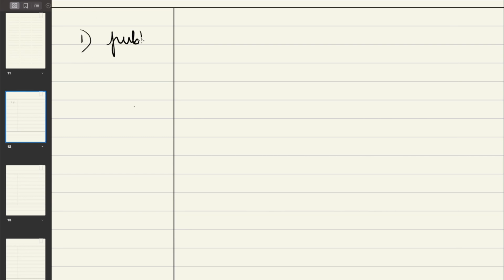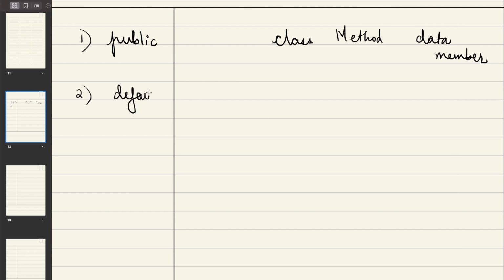The first one is public. You can use the access modifier public with a class, with a method, and also with a data member. So with all of the three, you can use it freely. What about default? Similar to public, you can use the default modifier for all classes, methods, and data members. Whenever you have to make anything public, you need the keyword public. But if you have to give an access modifier as default, there is no requirement of any keyword. No keyword is required.